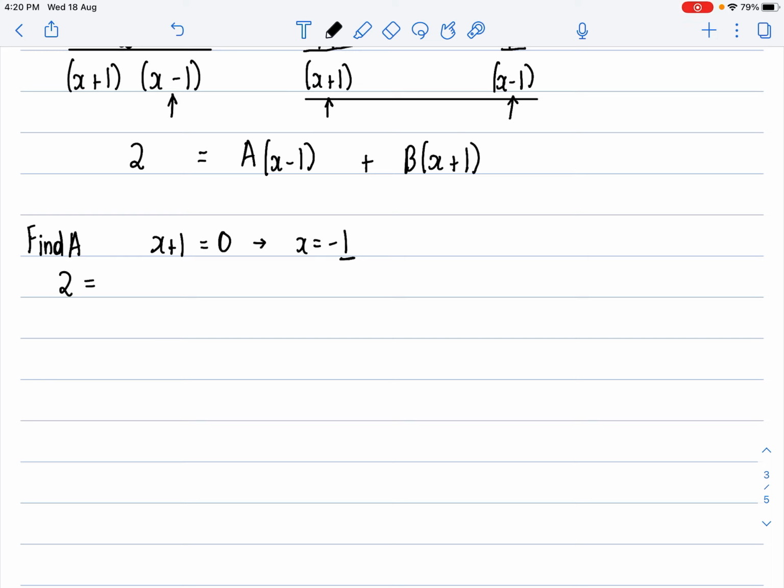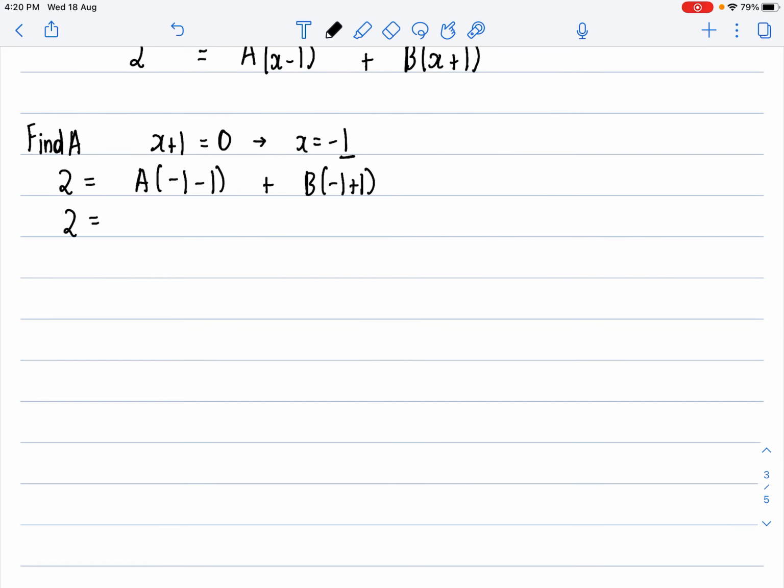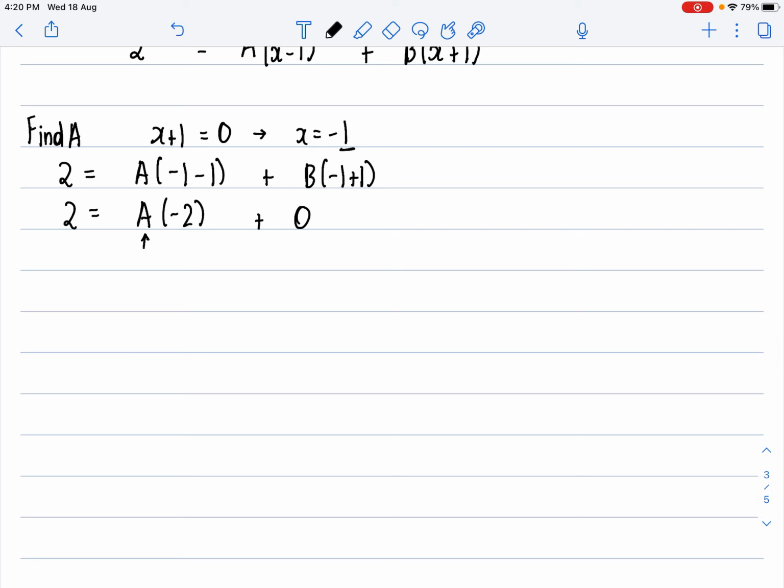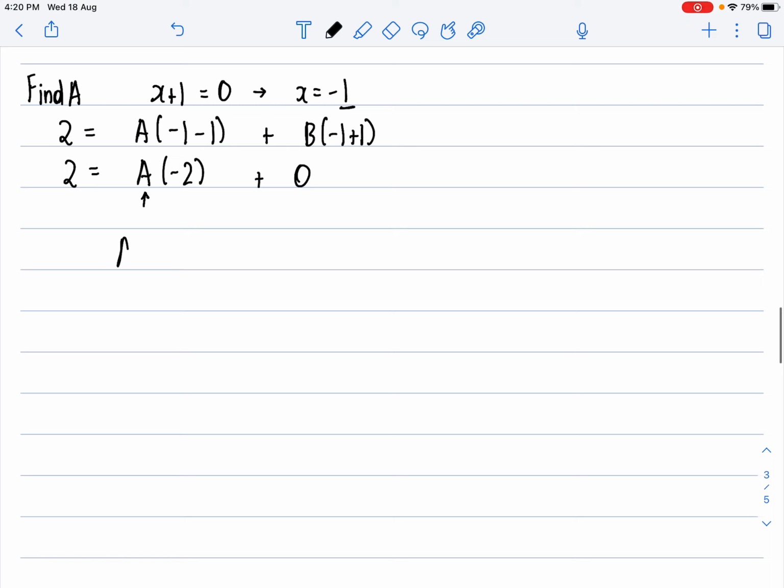Now I substitute minus 1 in the place of x. So I get 2 equals a into minus 1 plus b into minus 1 plus 1. So here I basically get 2 equals a into minus 2 plus a 0 here, because minus 1 plus 1 is 0 and 0 into b, correct, is 0. That was our motive in the first place, so that I only get one variable, which is a. Now I can simply calculate for a, so a will be equal to 2 over minus 2, which gives me my a as negative 1. Correct? So this is the value for a.